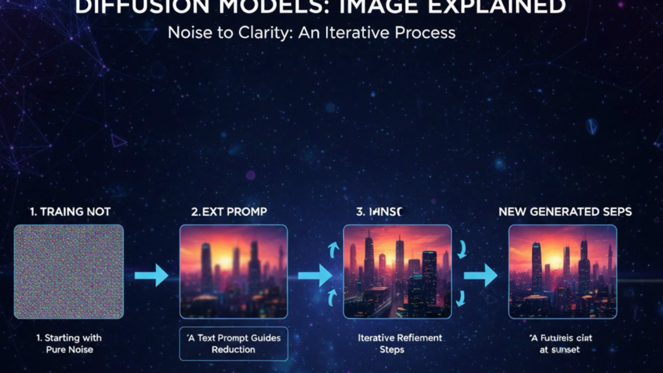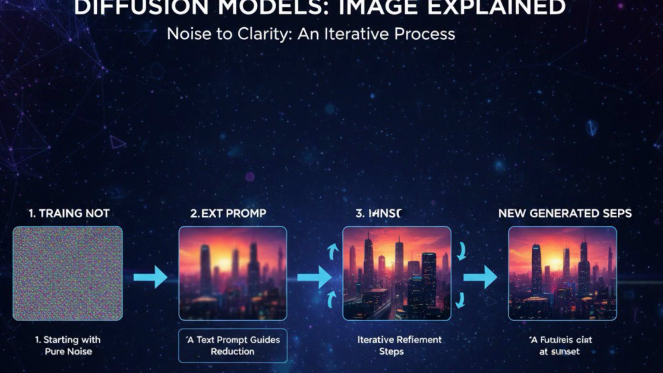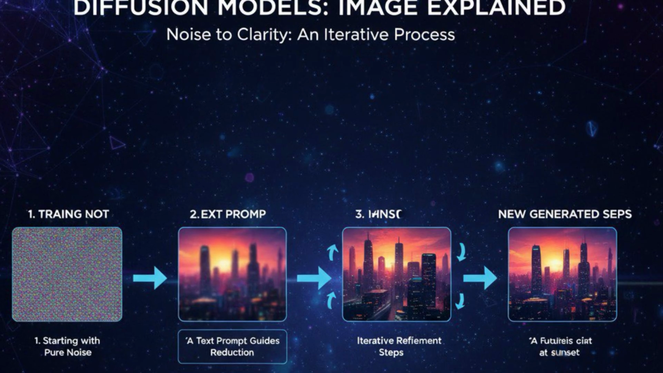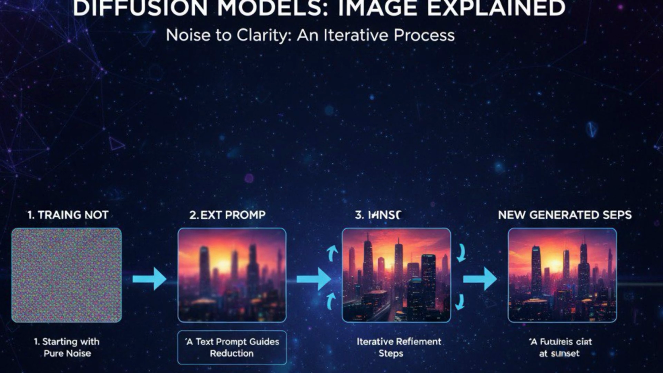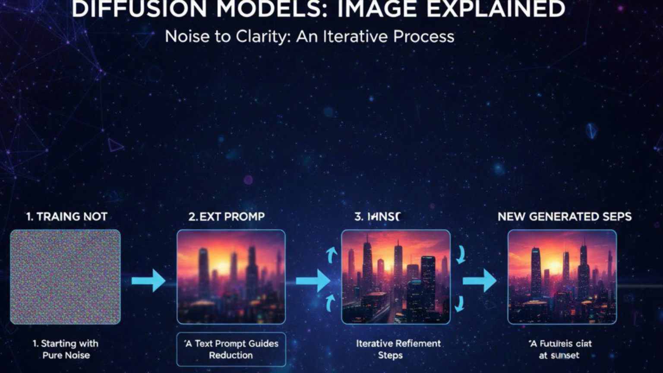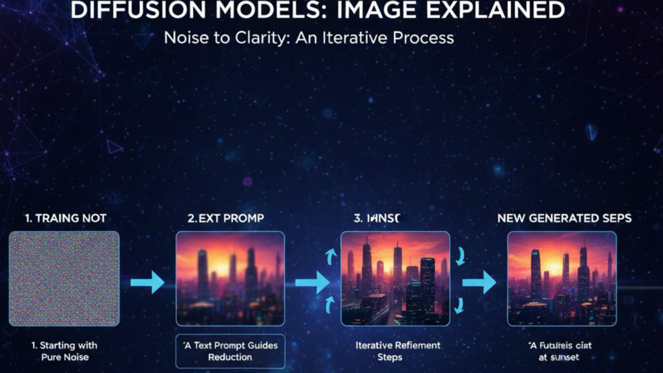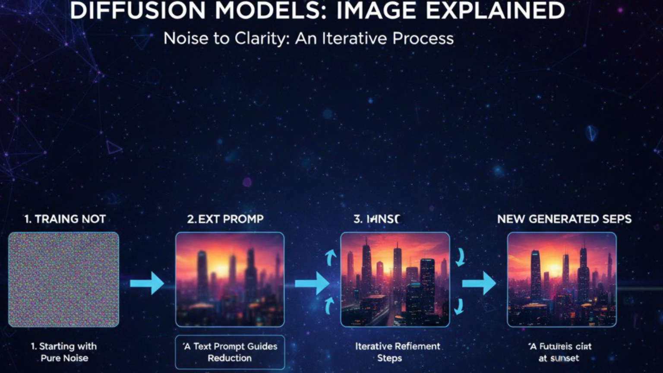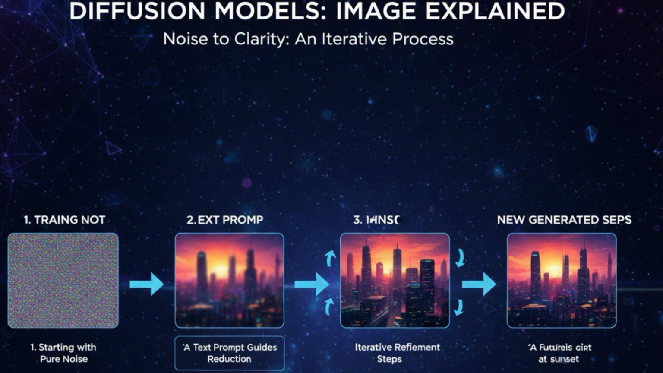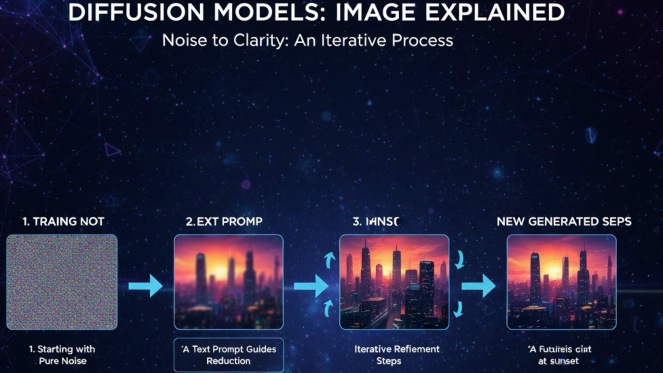So it's not pulling from a database of images, it's learning how to reverse the process of an image turning into noise. Now, we used to hear a lot about GANs, generative adversarial networks, for making fakes. What's the main difference? GANs used two competing networks, a generator making a fake and a discriminator trying to spot it. It was this constant battle. Diffusion models generally produce higher quality, more coherent images, and crucially, they are much easier and more stable to train than GANs ever were.